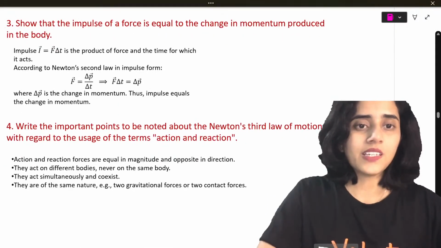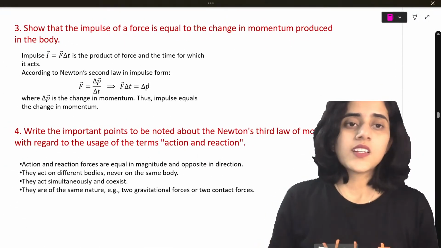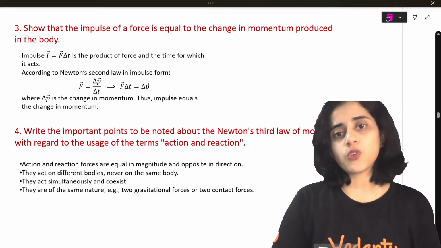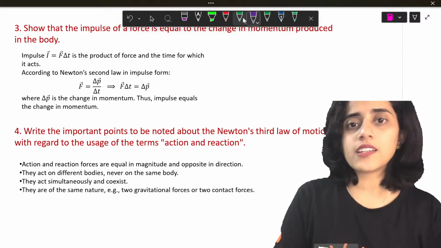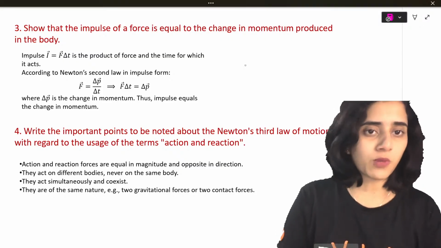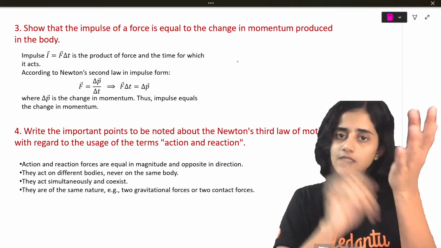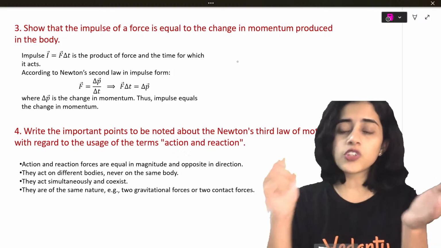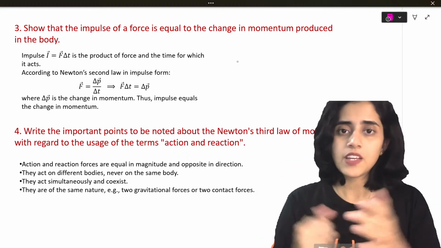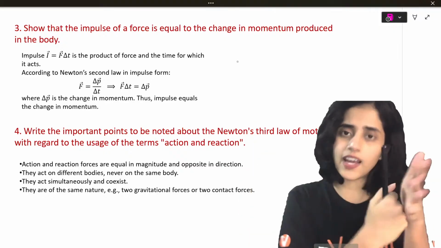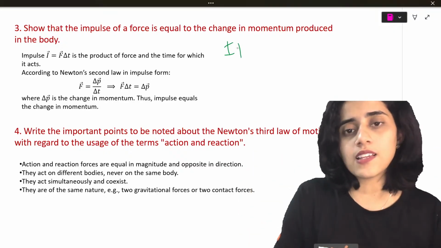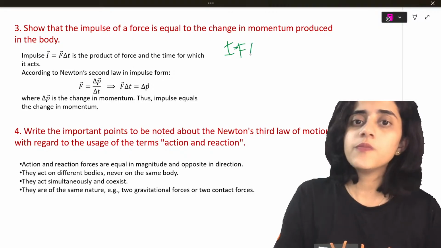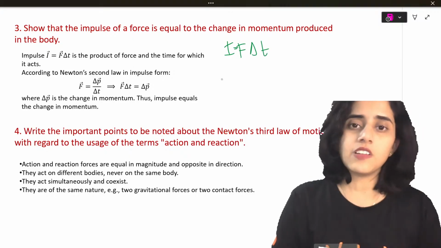Okay, next question. Show that the impulse of a force is equal to change in momentum. So I have to show that impulse is equal to change in momentum. What is impulse? A large force applied for a short interval of time. So if I just punch my hand, I'm applying a large force but for a few seconds. So that is impulse. Impulse is a large force applied for a short interval of time.